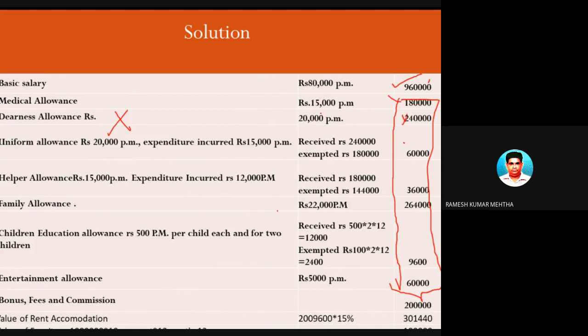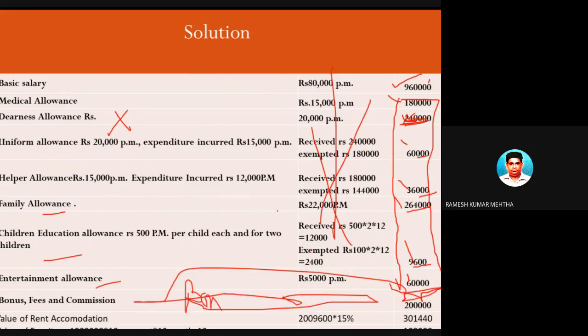And the taxable ones are these: allowance, allowance, allowance, allowance, allowance. These are all taxable allowances, not this one, not this one. So medical allowance you have to take, uniform allowance you have to take, helper allowance this much you have to take, family allowance this much, children's allowance taxable this much, entertainment allowance this much, and last but not the least, bonus plus commission. Bonus plus commission is 2 lakhs. This also you have to take.